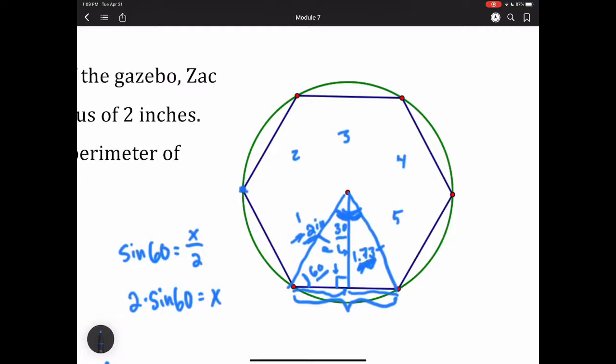So I'm going to use sine of 30, because if my reference angle is up here, opposite is there, hypotenuse is still 2. So I've got sine of 30 is equal to x over 2. When I solve for that, I've got x equals 2 times sine of 30. And 2 times the sine of 30 is actually equal to 1. Okay, so that means that this half is 1, and this half is 1.